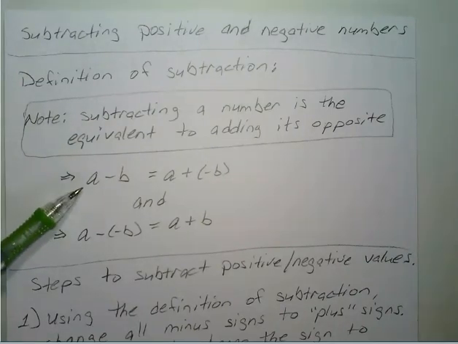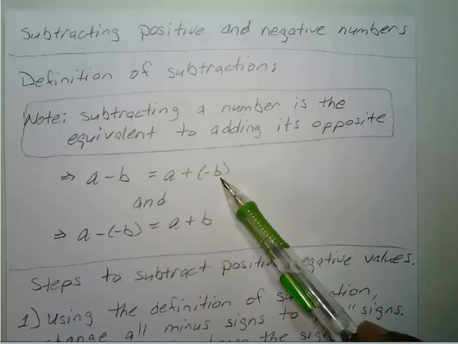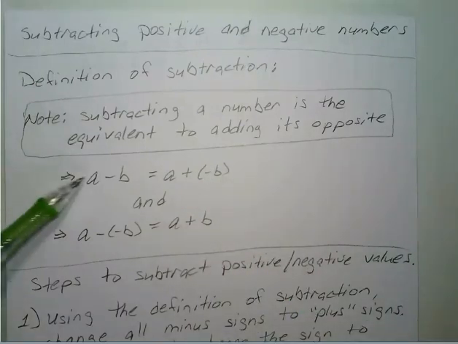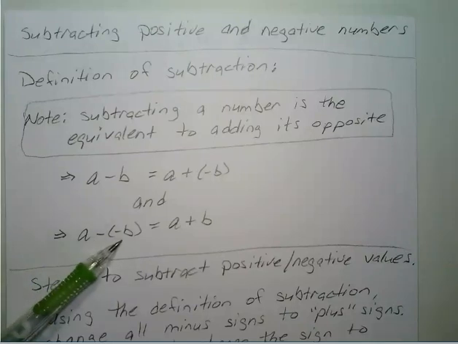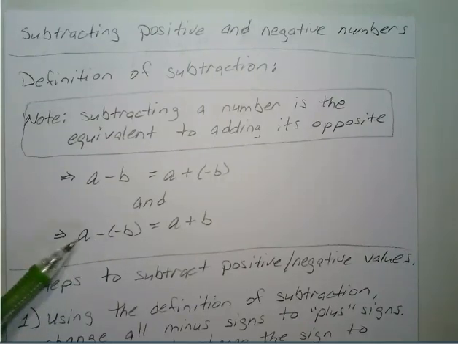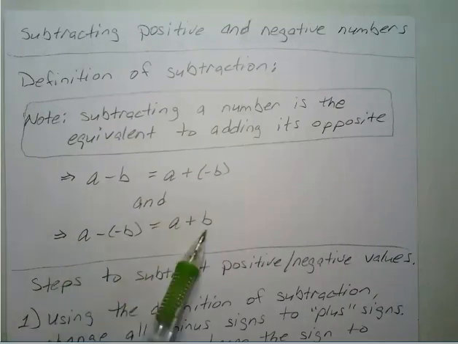And really, subtracting a number is the same thing as adding its opposite. So, in general, just for some number that we'll call A and another number we'll call B, A minus B is the same as saying A plus negative B. Just adding the opposite of B. And A minus negative B is the same as saying A plus the opposite of negative B, which is positive B. So A plus B.